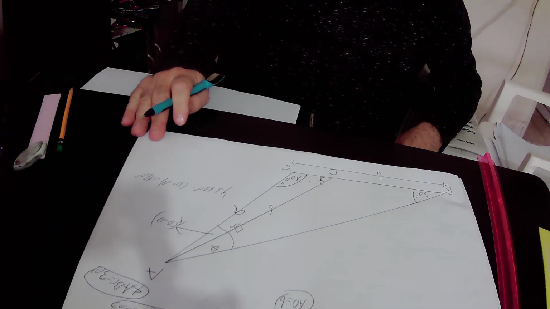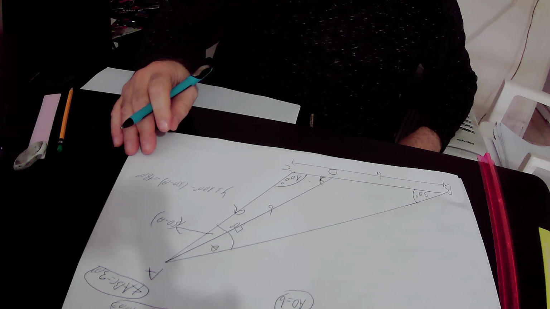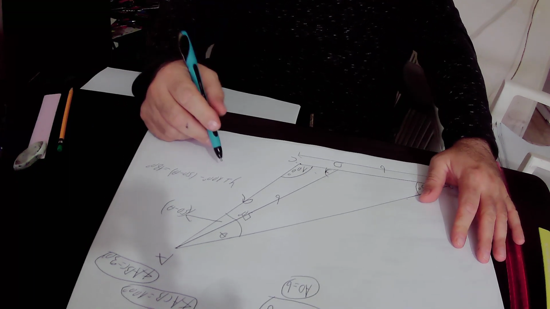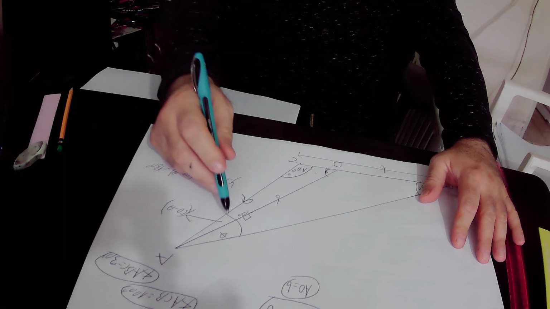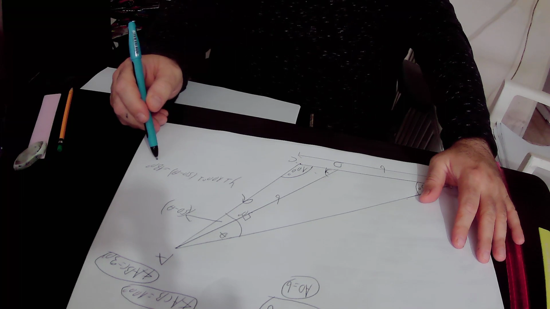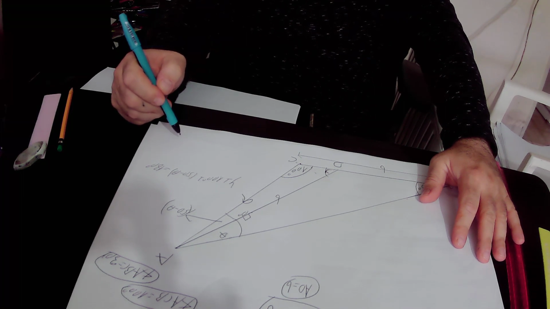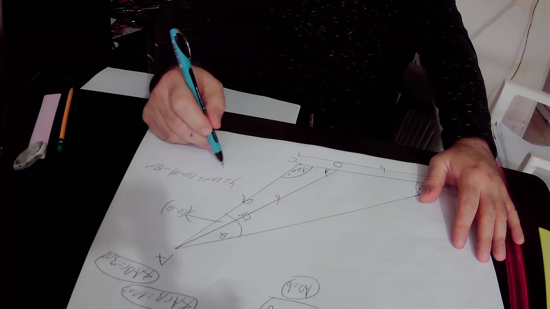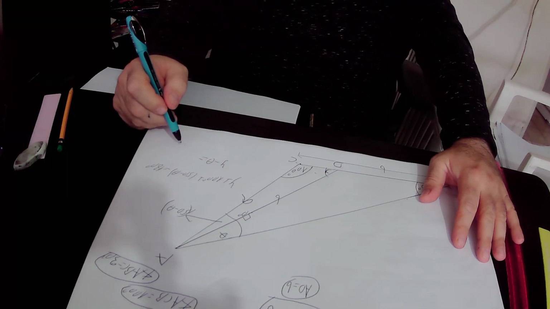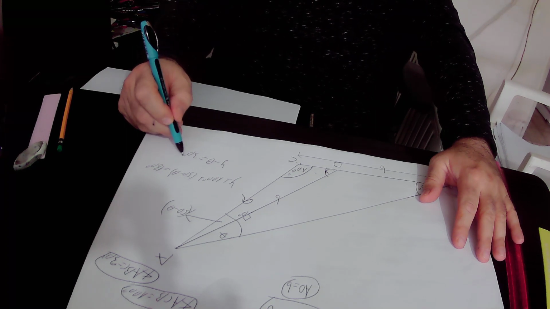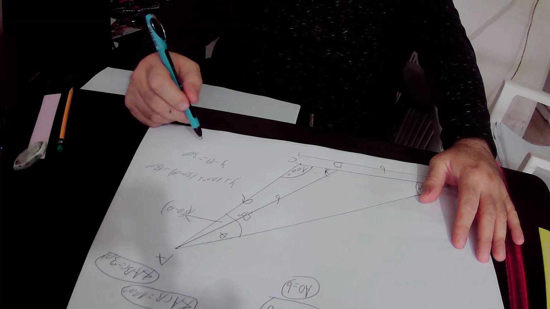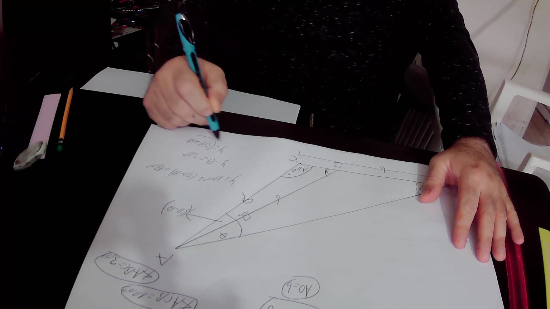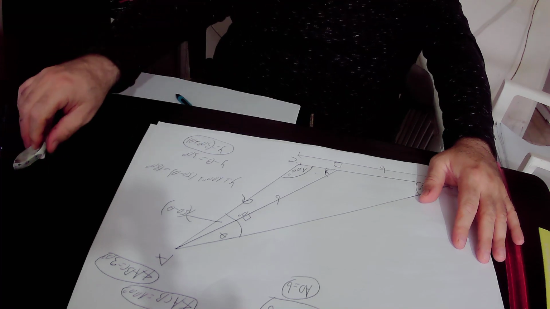Here we will subtract 150 degrees from this equation, and we will get that angle Y minus theta equals 180 degrees minus 150 degrees, which is 30 degrees. So here we will add theta to this equation, and we will get that angle Y equals 30 degrees plus theta. So the angle that we are looking for, angle Y, equals 30 degrees plus theta.